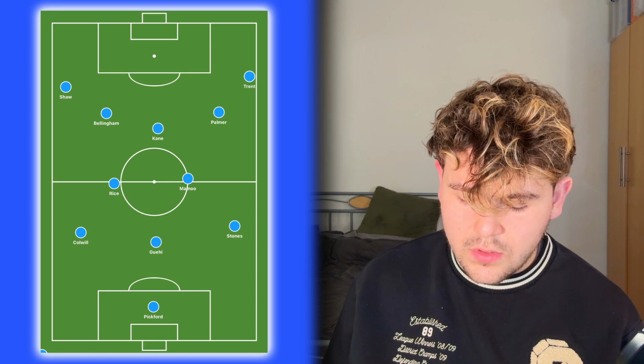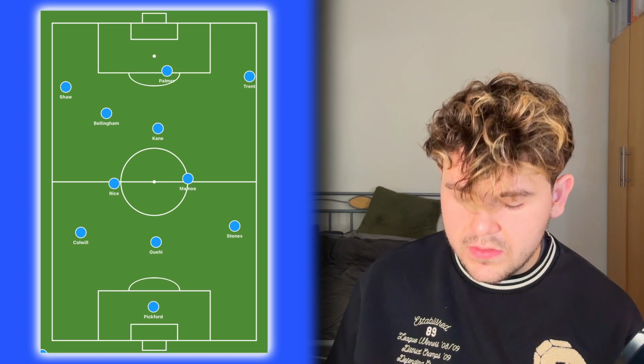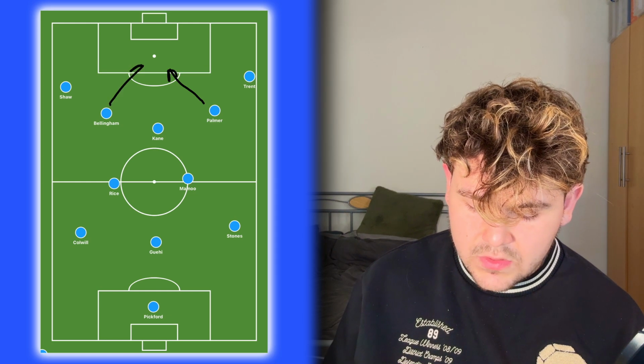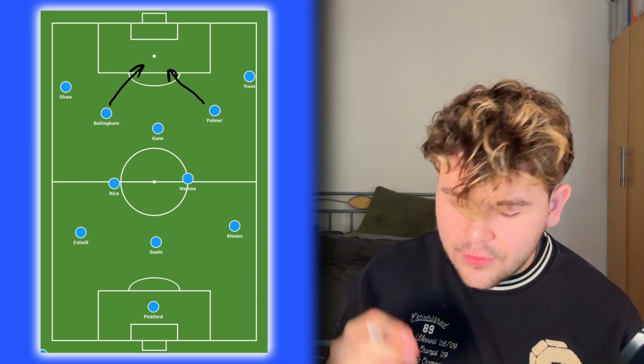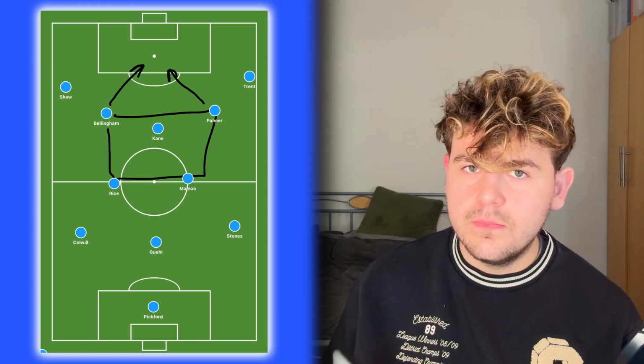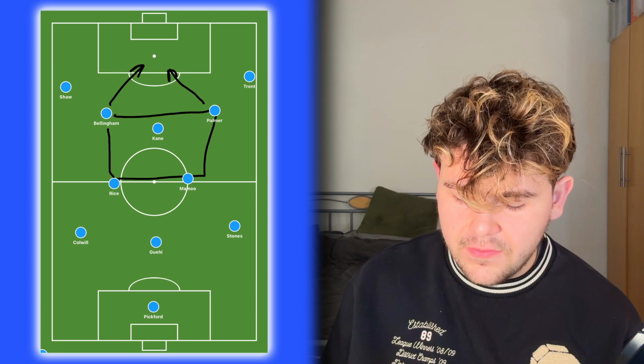And if Kane does drop off, there is space here then for Palmer to make the attacking runs inside. There's the space for Bellingham to do the same. And it creates the overload in the midfield. You get this box midfield +1, so you're probably going to overload the opposition's midfield.